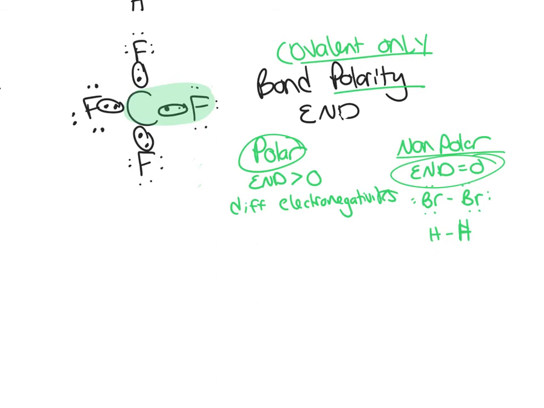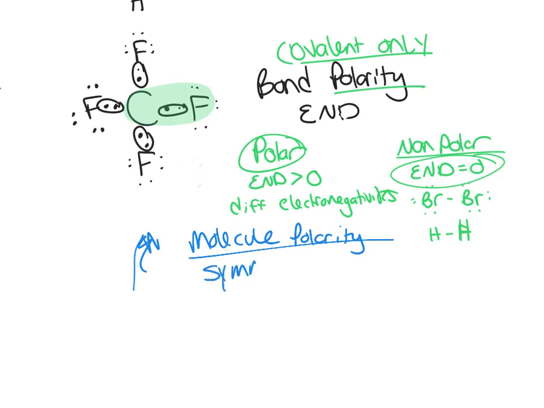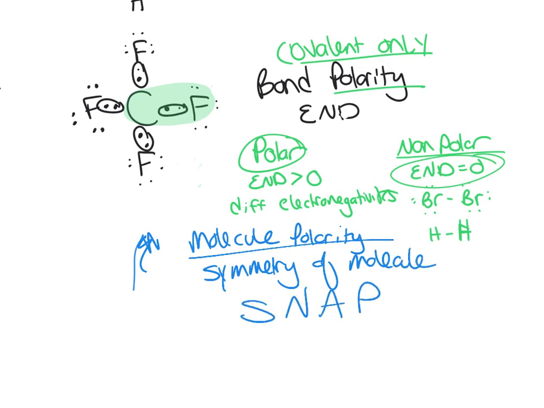All right. The last thing we need to talk about is molecule polarity. And apparently I'm going to do that way down there. When you're doing molecule polarity, you're looking at the symmetry, the radial symmetry of the molecule. We're going to remember SNAP. That stands for symmetrical nonpolar, asymmetrical polar. What I want you to do is look at the center atom, which is that carbon right there.